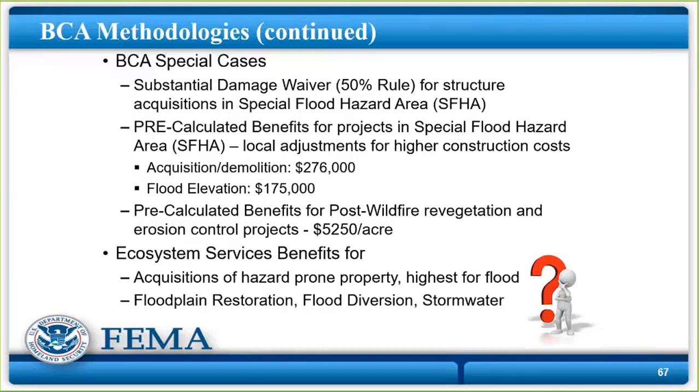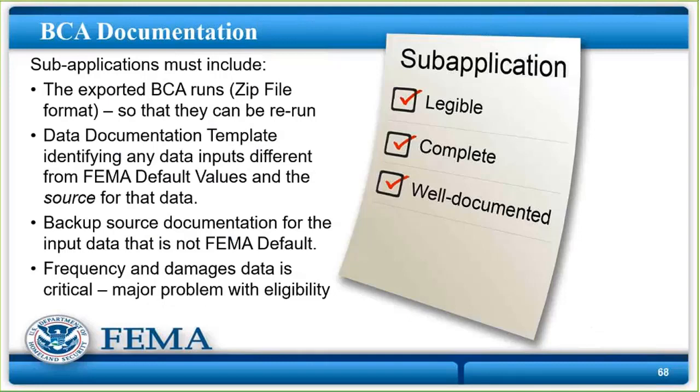Ecosystem services benefits for acquisitions of hazard-prone property. The highest are for flood because floodplain areas have the highest ecosystem services benefits, up to about $36,000 per acre per year over the life of a 100-year buyout. But floodplain restoration, flood diversion, and stormwater projects also have ecosystem services. BCA documentation, wow. So the zip file for the BCA run has to be attached in eGrants so that they can rerun it. If it's not attached, the project's rejected.